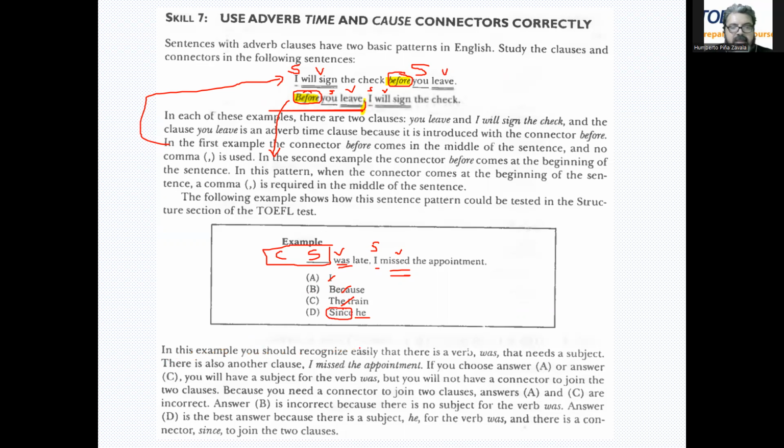In this example, you should recognize easily that there is a verb, was. Then it needs a subject. There is also another clause, I missed the appointment. If you choose answer A or answer C, you will have the subject for the verb was, but you will not have a connector to join two clauses. Because you need a connector to join two clauses, answers A and C are incorrect. Answer B is incorrect because there is no subject for the verb was. Answer D is the best answer because there is a subject, he, for the verb was, and there is a connector, since, to join the two clauses.